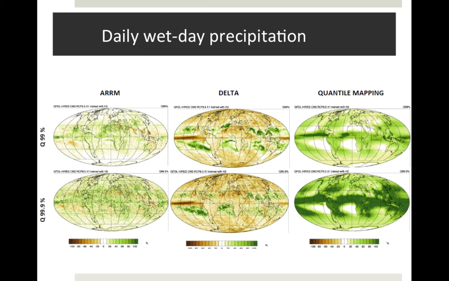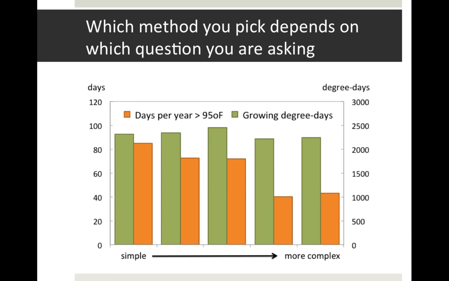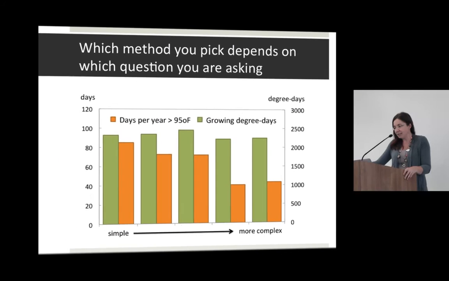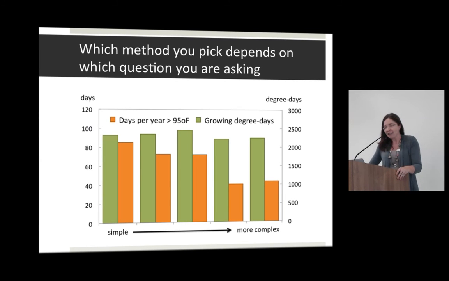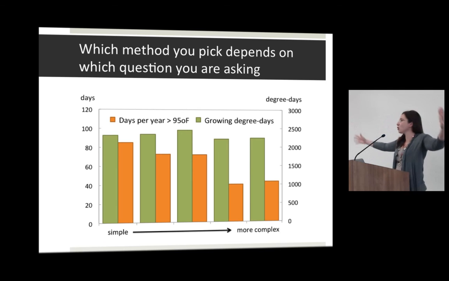So bottom line, if you look at, say, days per year over 95 degrees, this is, I think, for Atlanta, that's the red line, or the orange line, and you look at growing degree days, which is accumulated over a long period of time. And here in this figure, I used 5 different downscaling methods from simple to complex. You get the same answer from all of these methods when you look at a seasonal average. They all give you the same answer. They give you a different answer for the extremes. Why? Because simple methods don't resolve the tails of the distribution.